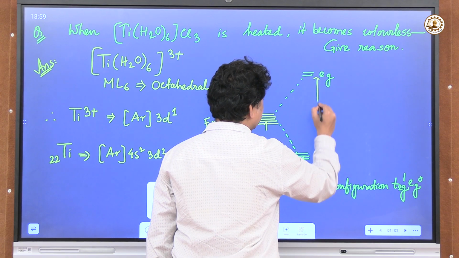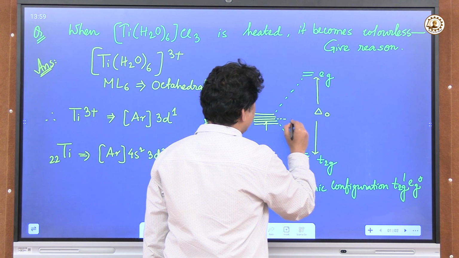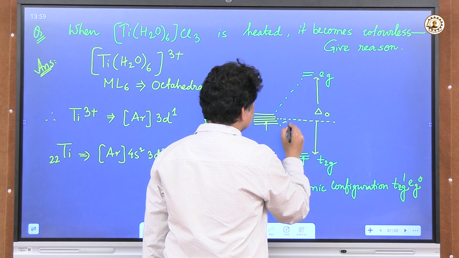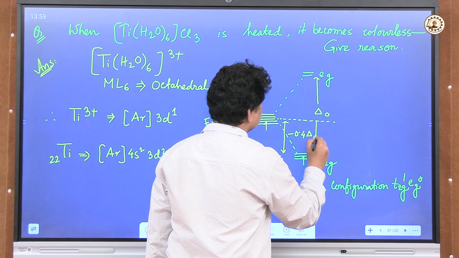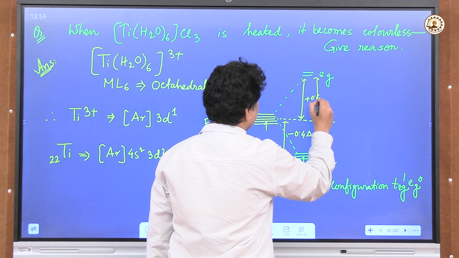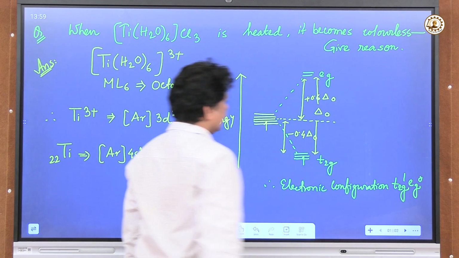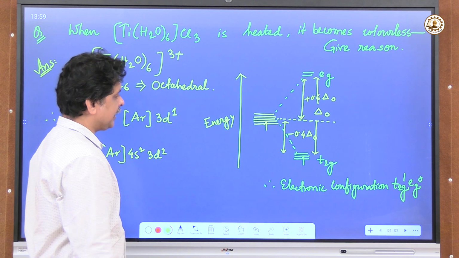If we finish the diagram, it looks like this. Here is our delta O. This is our barycenter. This is minus 0.4 delta O. This is plus 0.6 delta O. This is the complete crystal field splitting diagram for the given complex.